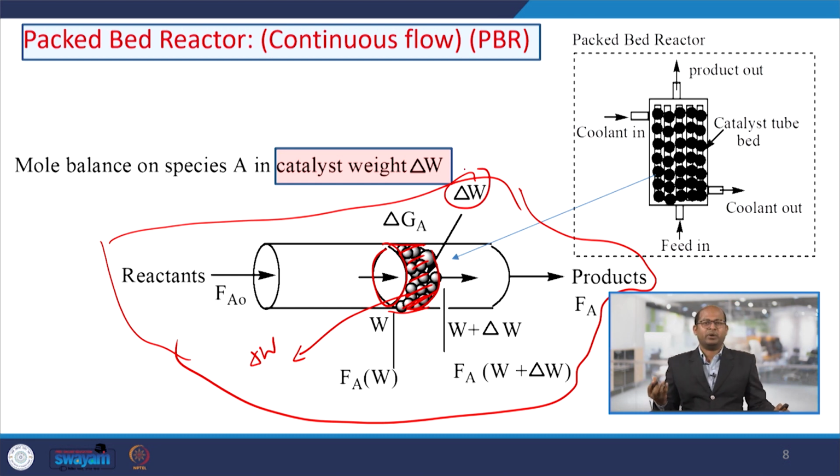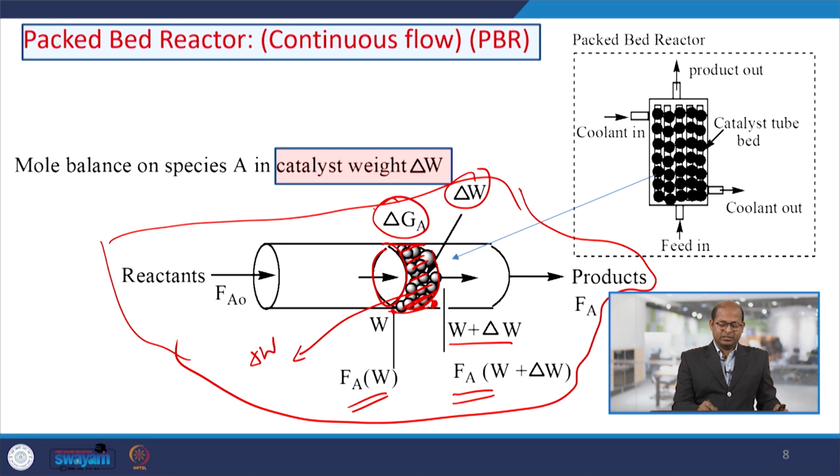Delta W is the quantity of catalyst we have taken. At this point, the molar feed rate is FAW, and at this point we are expressing it at the delta W plus W location. So the molar flow rate or feed rate is FAW plus delta W, and here the generation is delta GA. Rate of generation means the component A or Jth species that would be decomposed or generated inside the reactor, that we will consider.